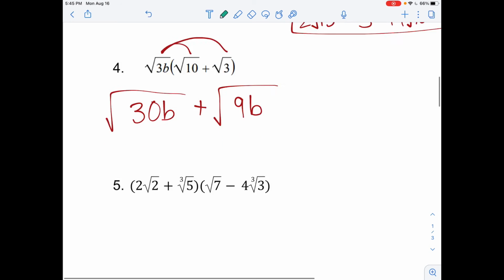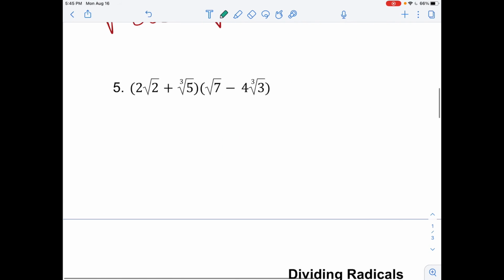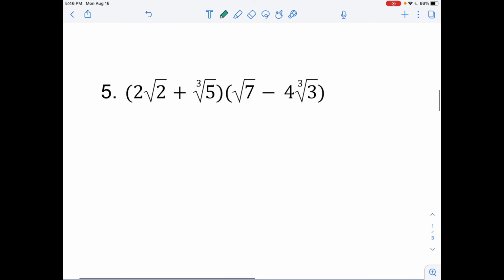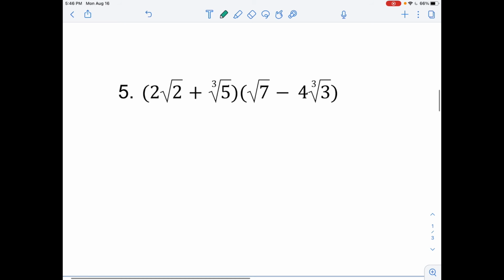Okay, so now we can move on to number 5. Last problem before you'll have plenty of time to work on a separate worksheet. This one is a little trickier, so pay attention for now. Remember, this is where we FOIL, right? I see 4 terms, so I know I'm going to have 4 big old terms in the end.